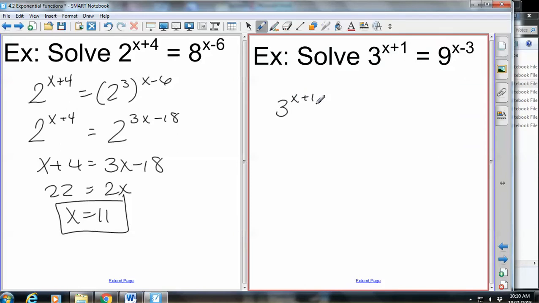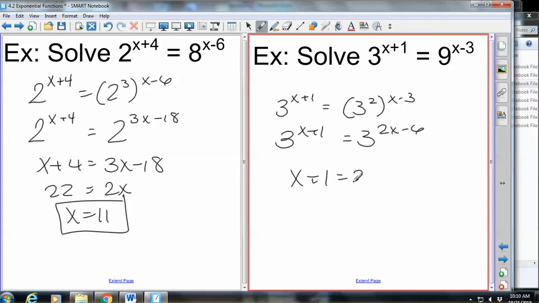Second one, 9 is 3 squared. So you get 3 to the x plus 1 equals 3 to the 2x minus 6. So x plus 1 equals 2x minus 6. So x is 7. These good?